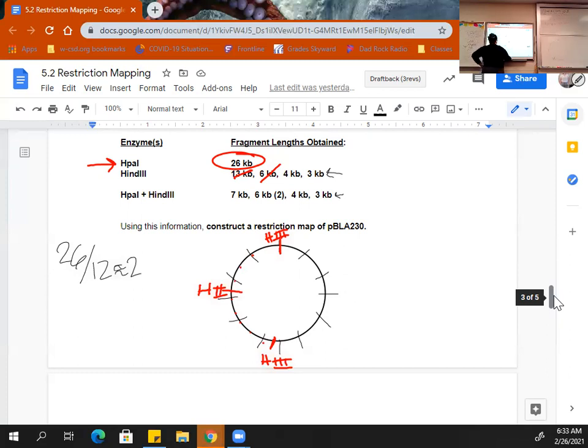Let me erase. Where's my eraser? Make it small so I don't erase everything. Okay. We're going to start over. So we have 12, 6, 3, 9. Let's see.